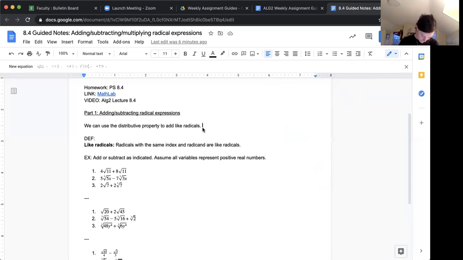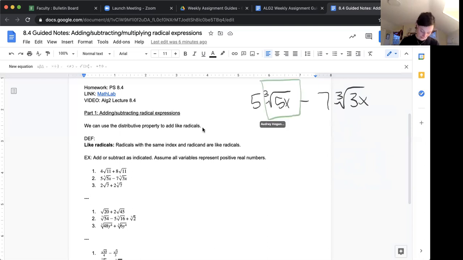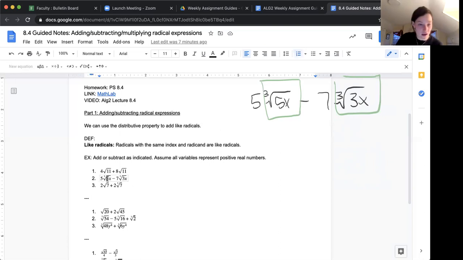Let's do number 2. Number 2, we have 5 times the cube root of 5x minus 7 times the cube root of 3x. And again, first we need to check that our roots are the same. I have the cube root of 5x here, and I have the cube root of 3x here. And now that I'm looking at that, those are actually supposed to be the same. So that is supposed to be 3x, because otherwise this example wouldn't work, and I want this example to work. So this is going to be 5 times the cube root of 3x minus 7 times the cube root of 3x.